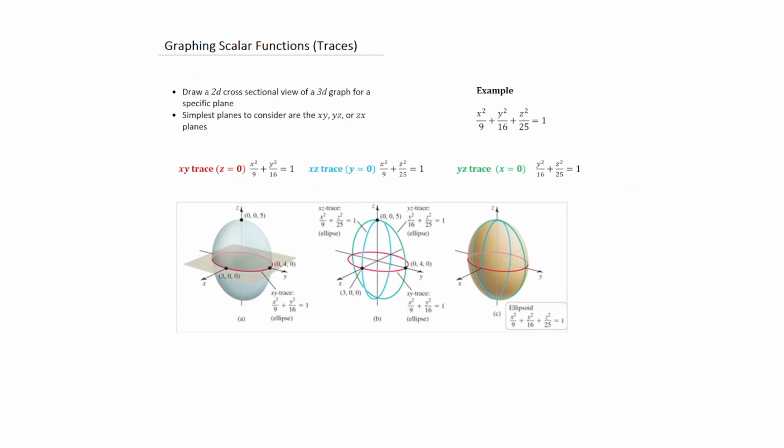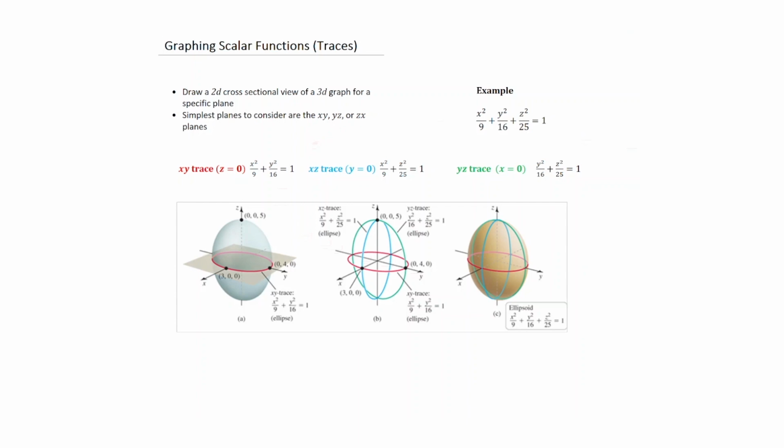And the simplest planes to consider are the xy, yz, or zx plane. They do not have to be those planes, but they're generally the easiest ones to work with if we're trying to get an understanding of what the object looks like. So what do we mean by traces? Let's say we have these 3: xy, yz, or zx.